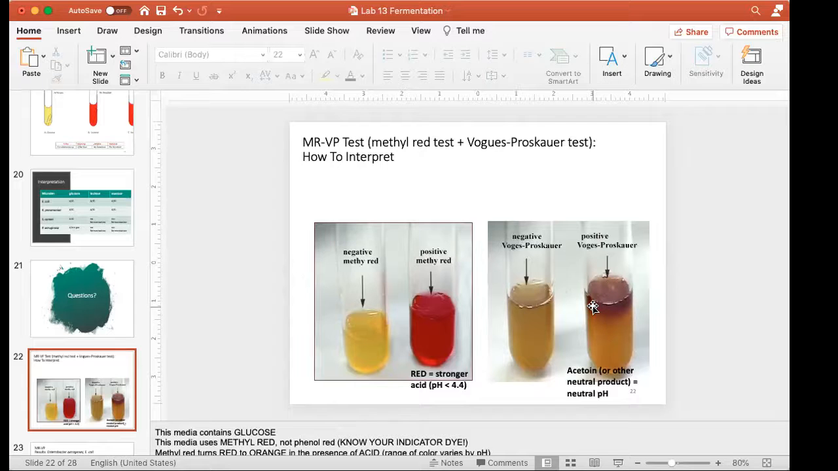If you see a red ring forming towards the top of the tube, you've got a positive Voges-Proskauer, or a positive VP test. And the way you interpret that is that the organism has fermented the sugar and has then converted it into acetoin. If you don't get a red ring, it just means that there's no acetoin in the tube. So that last step did not happen. Both of these media use glucose as the carbohydrate.